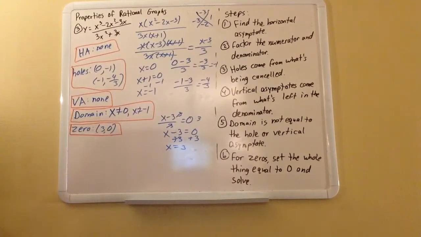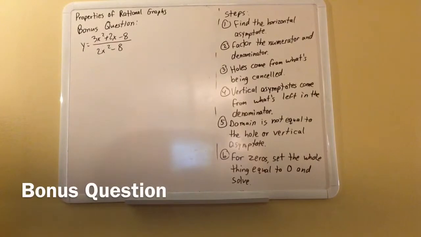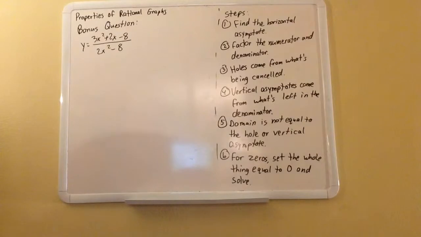Okay, and I am done with all three examples, so I will be right back with your bonus question. Here's your bonus question. You are finding everything here, so you're finding the horizontal asymptote, and then the holes, and then the vertical asymptotes, and then the domain, and lastly the zeros. Make sure you find every single part, and feel free to look back in the video, feel free to refer to the steps that are on the side, especially feel free to look at the very beginning when I explain what all these things are. Alright, good luck!